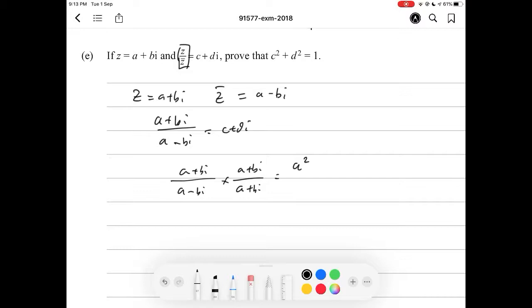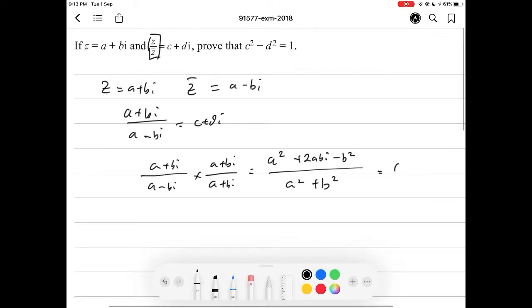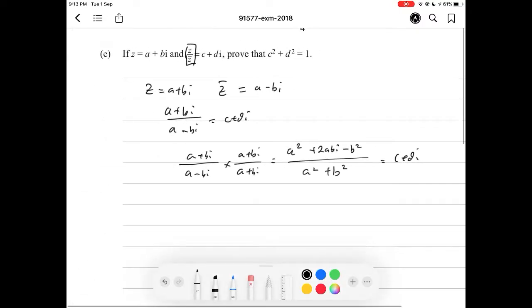This equals a squared. A times bi, and we're going to do it twice, so plus 2abi minus b squared. Bi times bi is bi squared, and i squared is negative 1. Divided by a squared, and negative bi times bi is negative b squared i squared. Negative i squared is 1, so plus b squared here. And this is equal to c plus di.